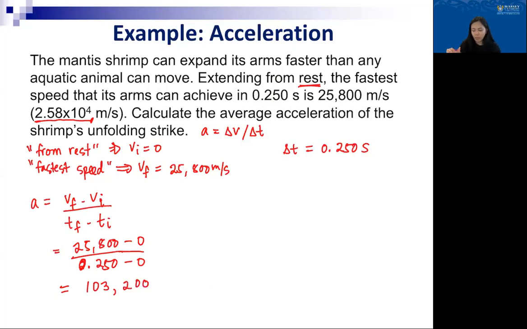So be careful with the decimal places when you're doing calculations. The number 103.2 is actually correct, but there are 3 decimal places off. Or is it me? Let me just double check my calculation here. 25,800 divided by 0.250. Yeah, it's 103,200. And the unit is meters per second squared. Good. Does that make sense?